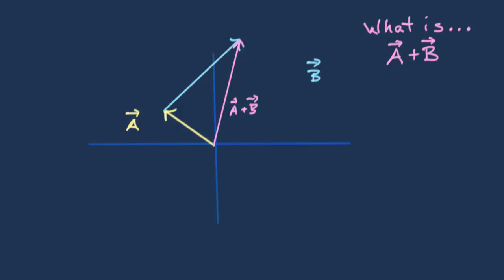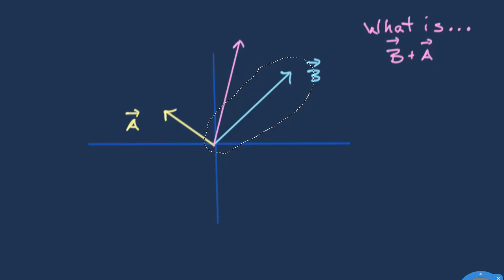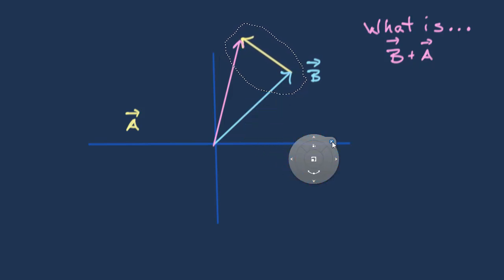Now what if instead of adding a plus b, I choose instead to add b plus a? Now what does that mean? That means I'm going to move vector b back to its original position. And I'm going to start with b and leave it where it is and then move the tail of a to the tip of b. In other words, I'm going to do this, right? Tail of a to the tip of b. And notice what we get. We get the exact same vector. B plus a is exactly what we got for a plus b.